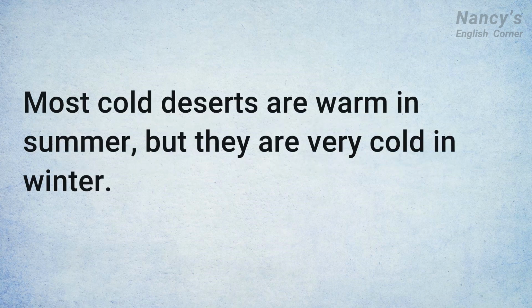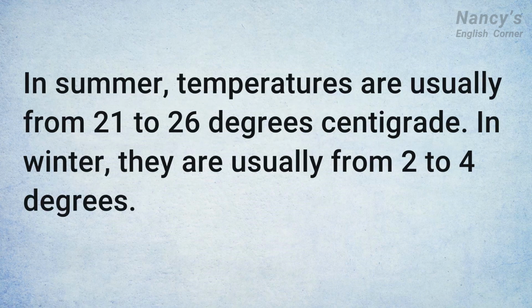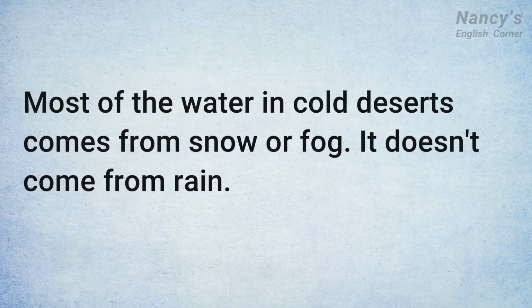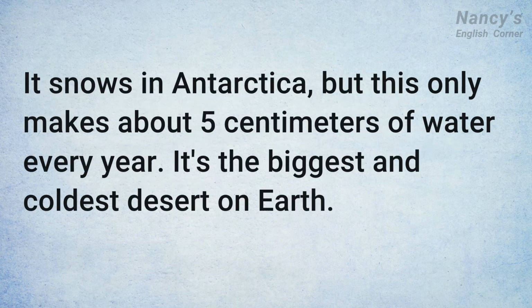Most cold deserts are warm in summer, but they are very cold in winter. In summer, temperatures are usually from 21 to 26 degrees centigrade. In winter, they are usually from 2 to 4 degrees. Most of the water in cold deserts comes from snow or fog. It doesn't come from rain. It snows in Antarctica, but this only makes about 5 centimeters of water every year. It's the biggest and coldest desert on Earth.